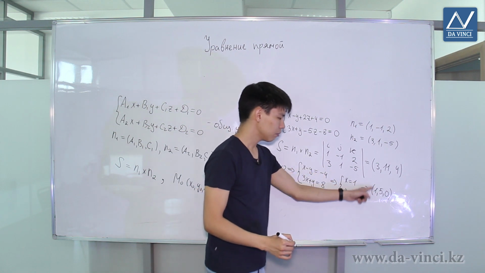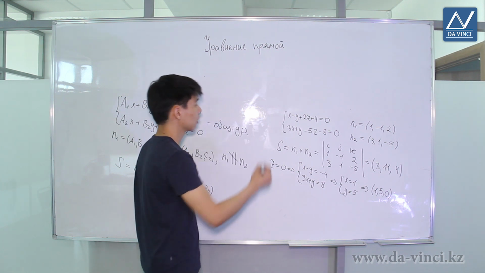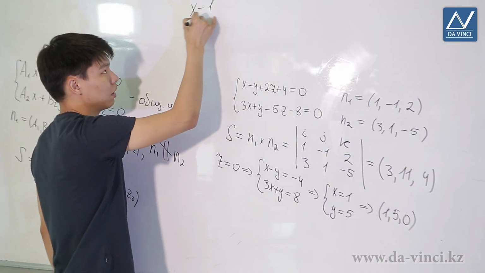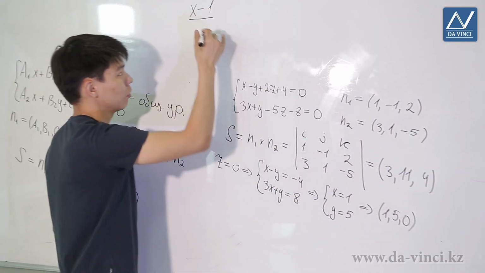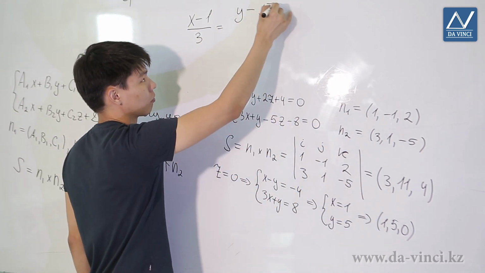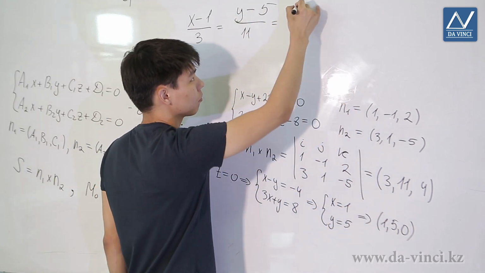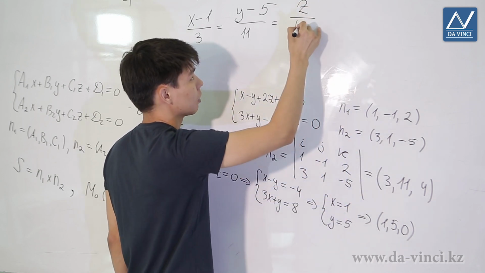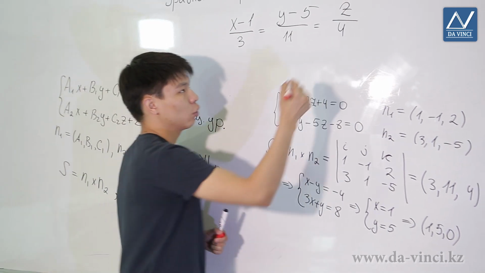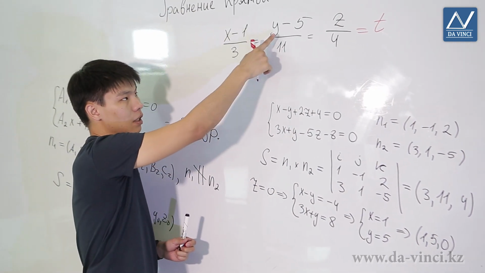So we know the point. We know the direction vector, so we can easily form the canonical equation. The canonical will be x minus point coordinates 1 and divided by the vector coordinates 3 is equal to y minus 5 divided by 11 is equal to z minus 0 divided by 4. We have drawn up the canonical equation of the line. If we want to form a parametric, then we equate everything to some parameter t, and from here we can express x, y, and z.